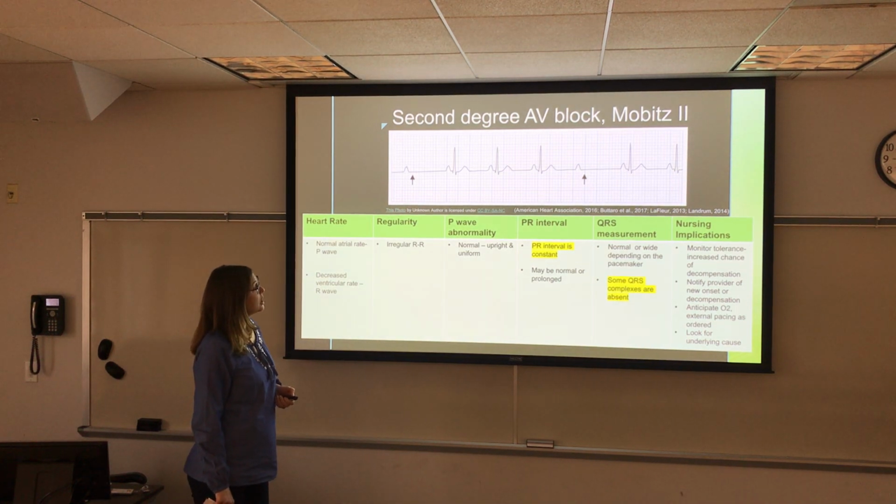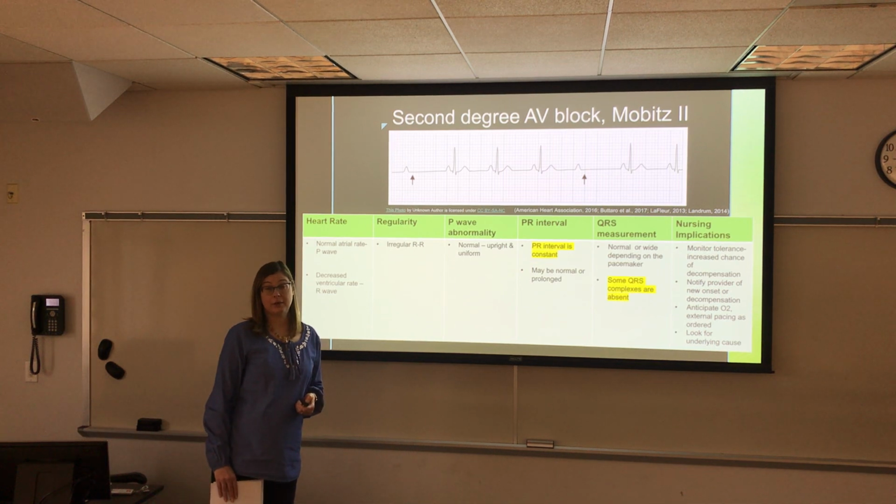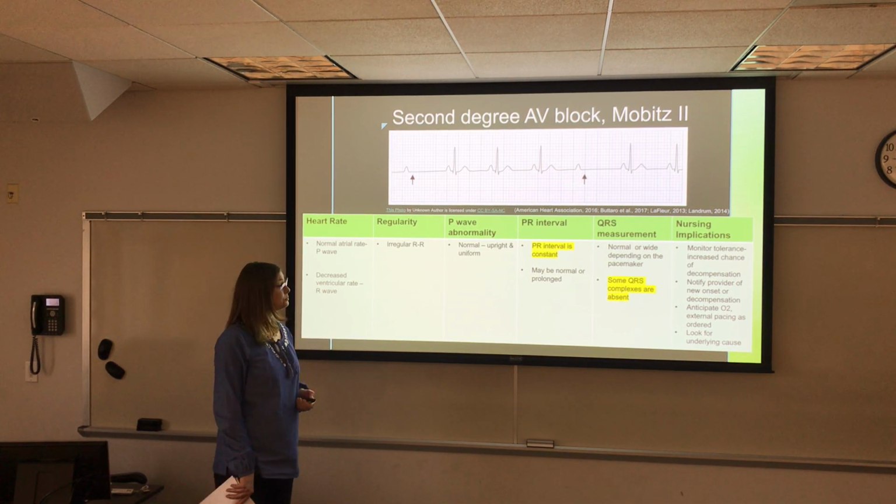You would monitor for tolerance. There is an increased chance of this rhythm leading to third degree heart block. It's a more serious rhythm.